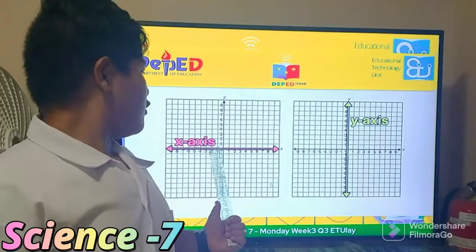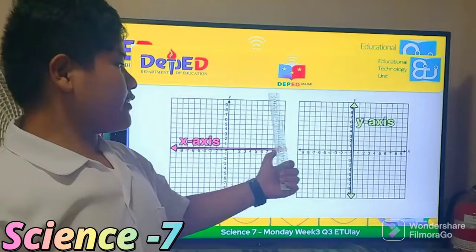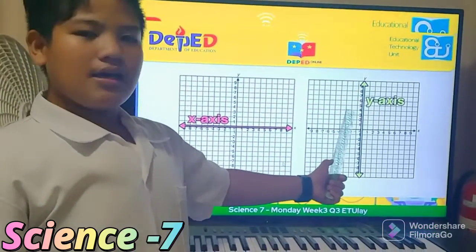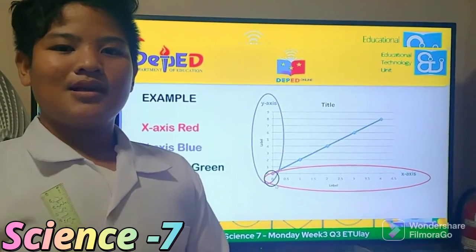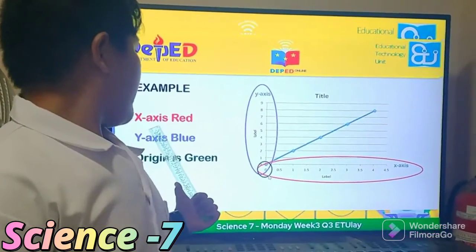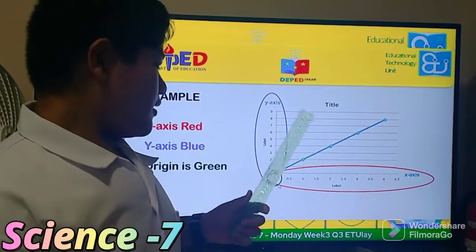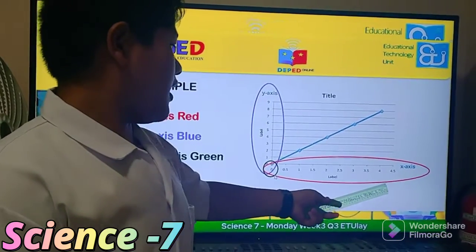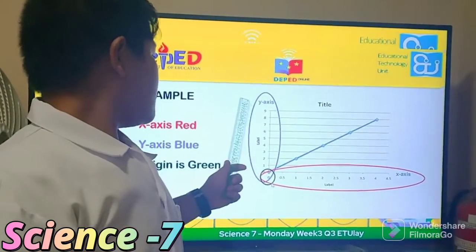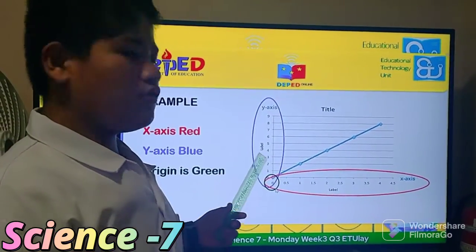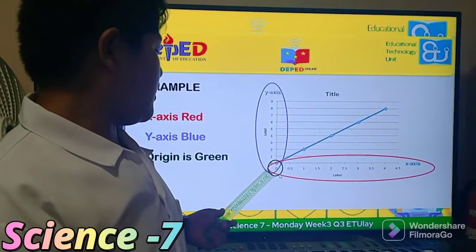This is an example of x-axis. It is horizontal. And this is an example of y-axis. It is vertical. These are the examples of x-axis, y-axis, and origin. This is the x-axis. As I told you, x-axis is horizontal. And this is y-axis. As I told you, a y-axis is vertical. And this is the origin, the color green.